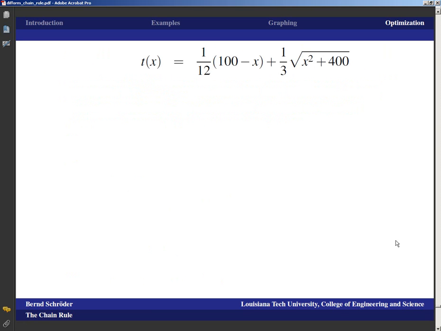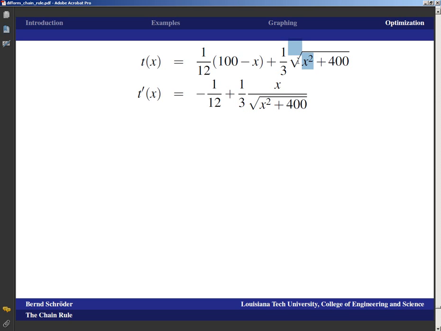Okay, so now we have to find the minimum value of this function, because we want to minimize the time. That basically means we have our function from the previous panel, which is 1/12 times 100 minus x plus 1/3 square root of x squared plus 400. The derivative of that is, well, 1/12 times 100 is just a number. The derivative of that is 0. 1/12 times negative x, the derivative of that is negative 1/12. The 1/3 is just a constant that comes out.